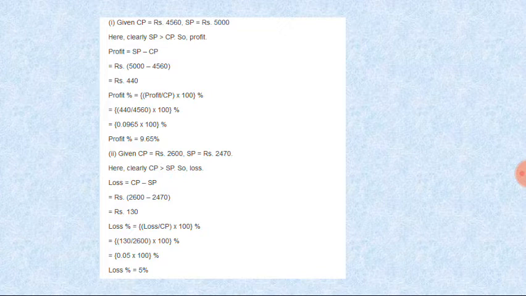Given CP is equal to rupees 2600, SP is equal to 2470. Is it profit or loss? Loss. Loss formula is CP minus SP. So cost price minus selling price, we get a value 130. Loss percentage, loss by CP into 100. 130 divided by 2600 into 100. Cancel the zeros. 130 divided by 26, so divided by 2, we get a value 0.05 into 100. So loss percentage is 5%.